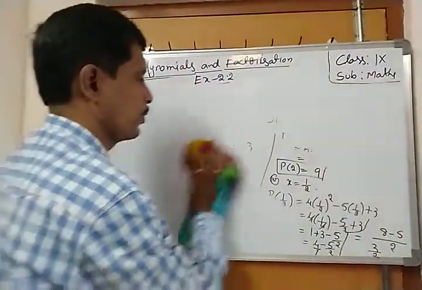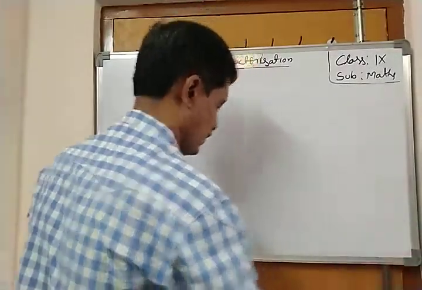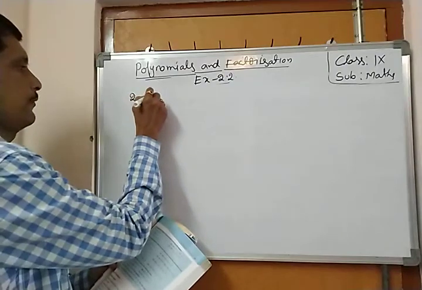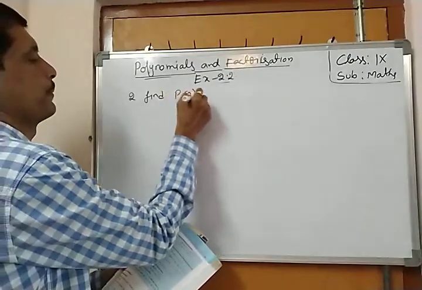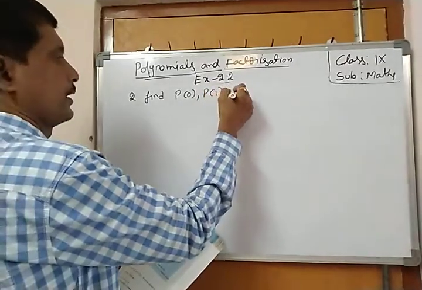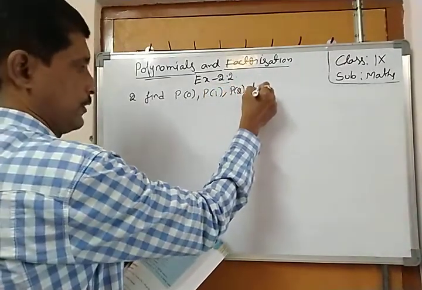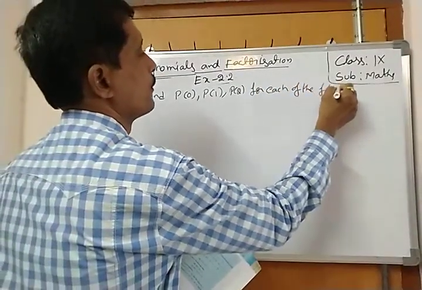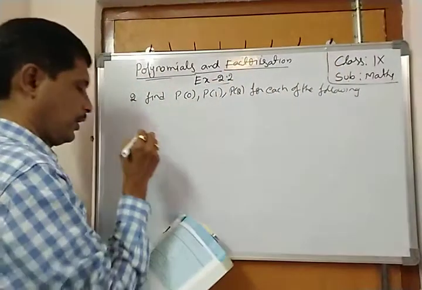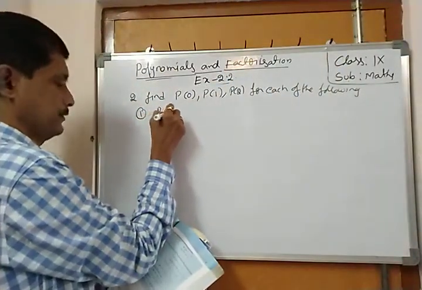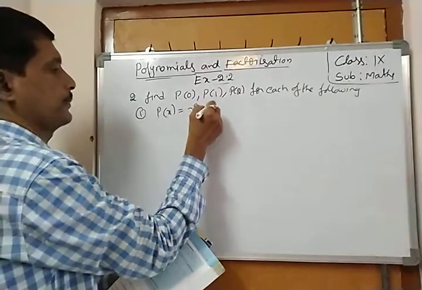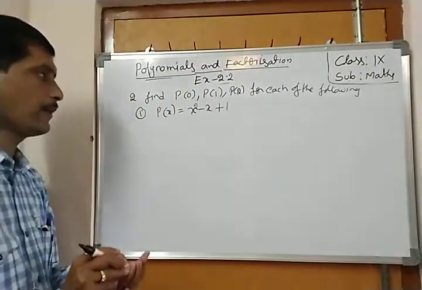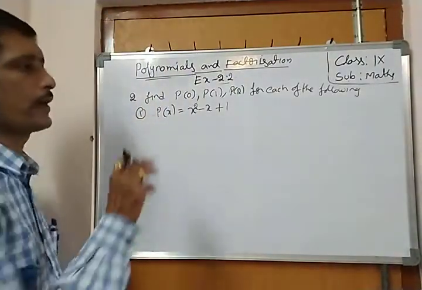Next question also, that is same only, same method. Here find P of 0, P of 1, P of 2 for each of the following. First one is P of x equals x square minus x plus 1. Here find the P of 0, P of 1, P of 2 for each of the following.